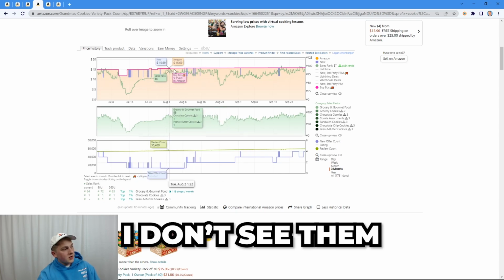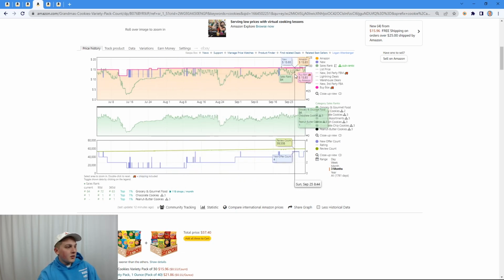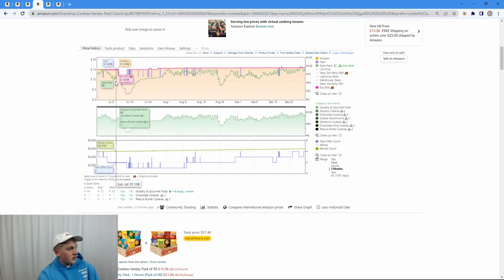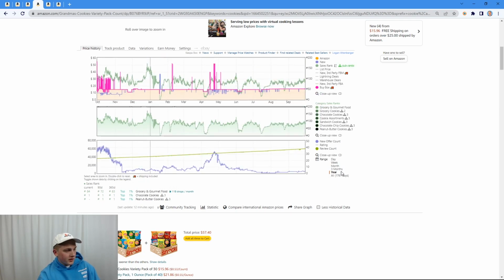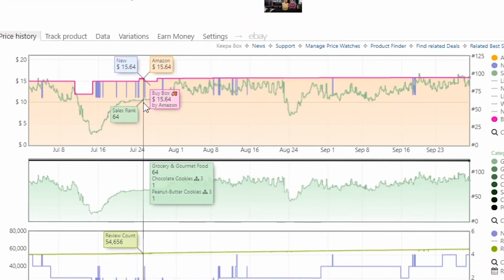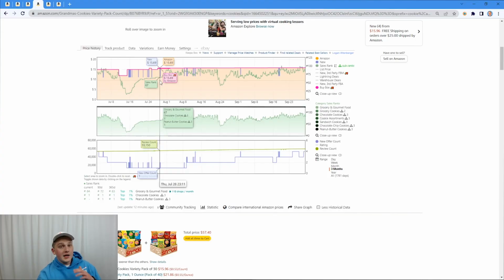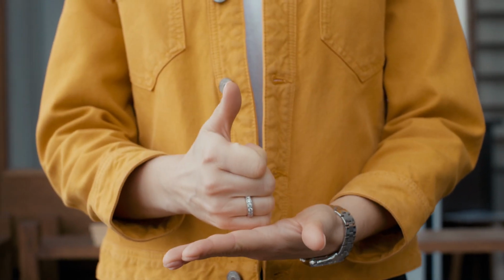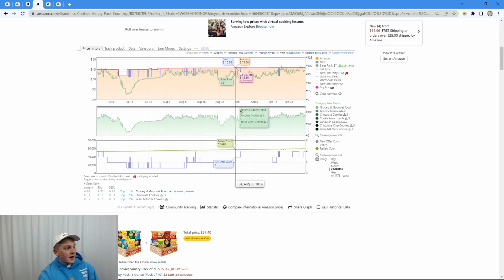In this case, I don't see them sharing the buy box, so I would want to be able to undercut them profitably, which means I would want to look at their lowest historical price, which is around 14-15 bucks. So I would want to be able to sell this for more like 12 to 13 profitably to jump on this. And even then, that's still a risk. Really, I'm only going to be jumping on if I see proof that Amazon is sharing the buy box. I don't see that here.